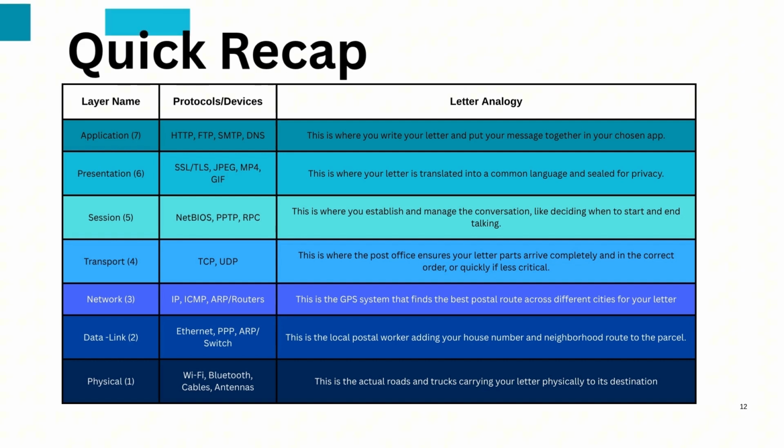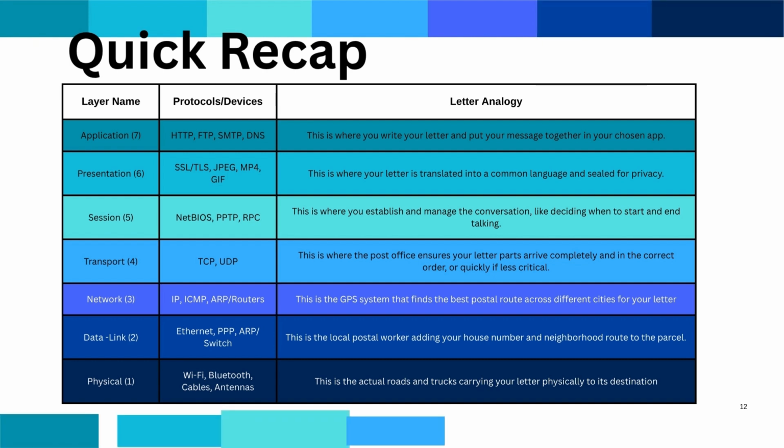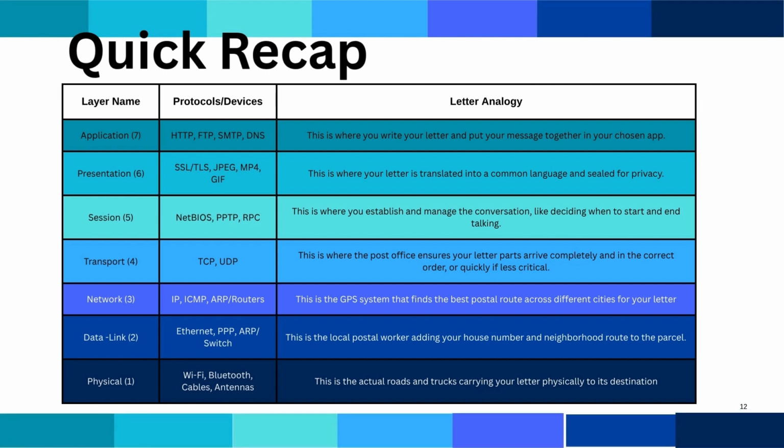We'll recap each layer's role with a helpful postal analogy shown in the table. Starting from the top, the application layer is where you compose your email in an app like Gmail, where you create the message. The protocols that are used are HTTP for web browsing or HTTPS, and SMTP for email sending. Next, the presentation layer formats your email into a standard form, like encoding text in UTF-8 or converting images in JPEG. And then it secures it with protocols like SSL or TLS, similar to translating and sealing a letter.